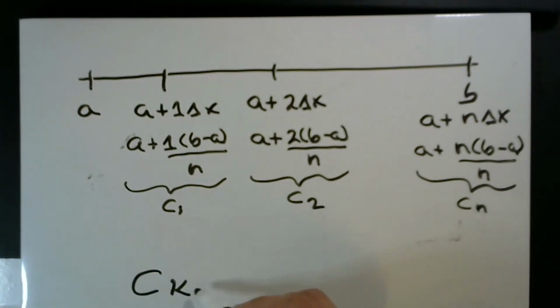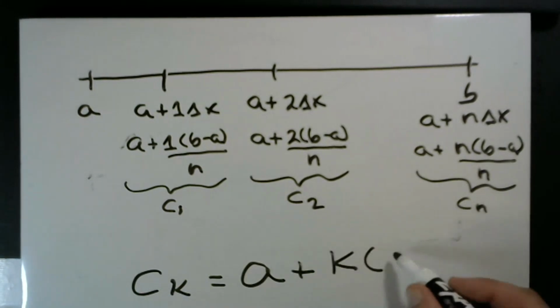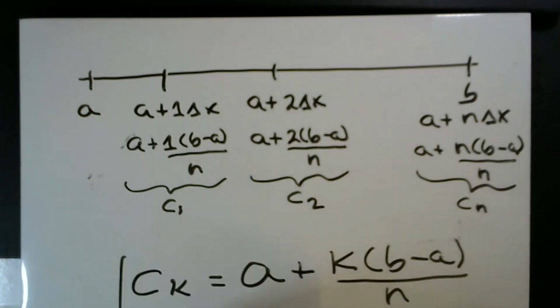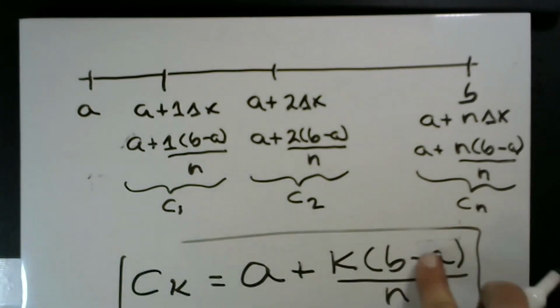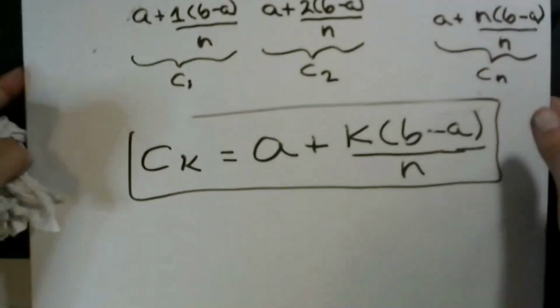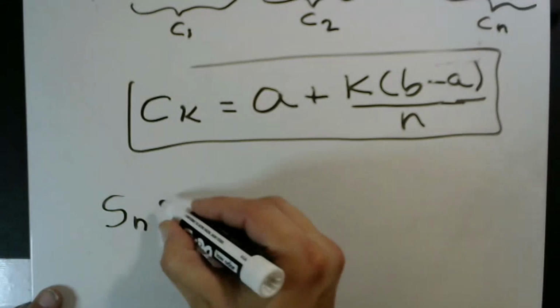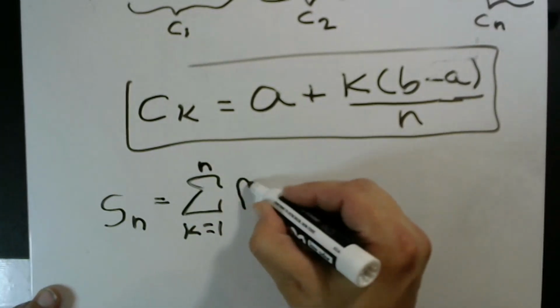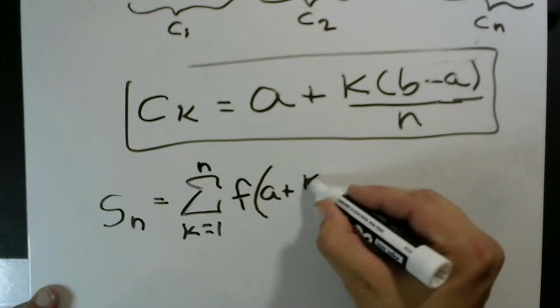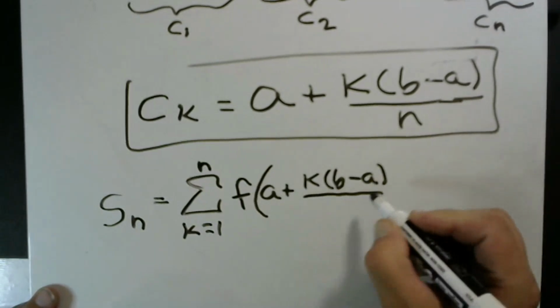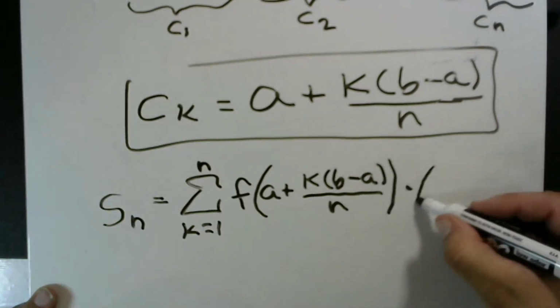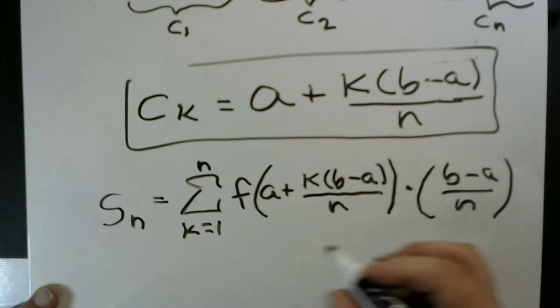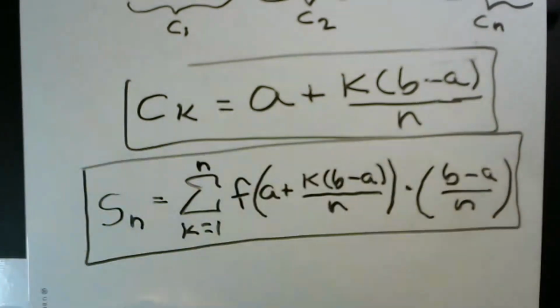And so what we'll actually get is C sub k is A plus k times b minus a over n. I think I forgot to put the A plus. It's not just this, it's A plus. And so what that does to our Riemann sum for n rectangles: we'll have the sum from k from 1 to n of f of ck, which is A plus k times b minus a over n, times b minus a over n. And so this will be our Riemann sum.